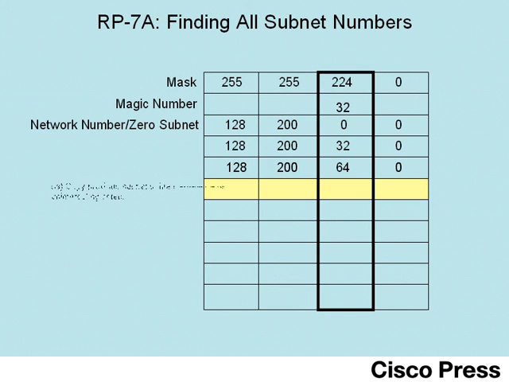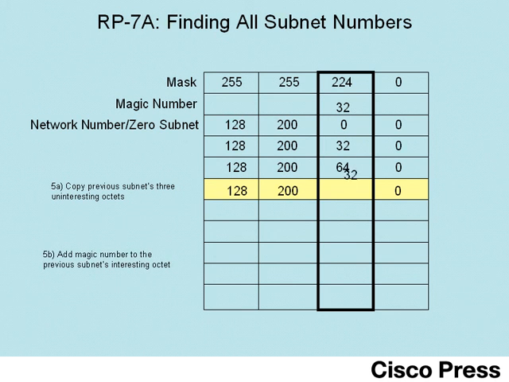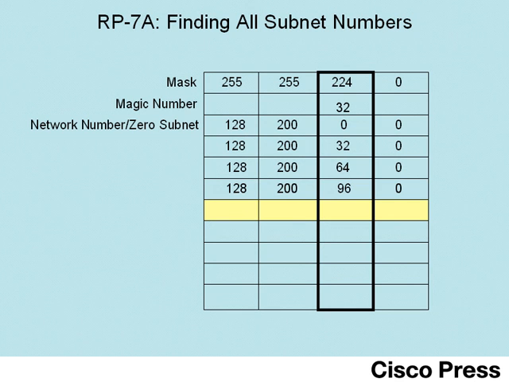Repeating step 5 again, we copy the 3 boring octets down to the next line in the table at step 5A, and then at step 5B we add the magic number of 32 to 64 in this case, which gives us 96 for the new subnet number. So this next subnet number is 128.200.96.0.